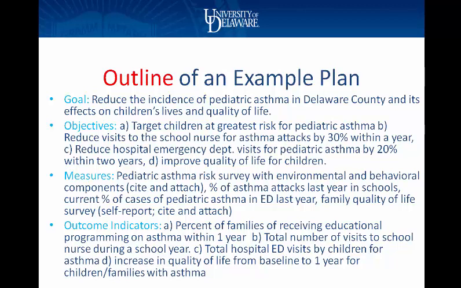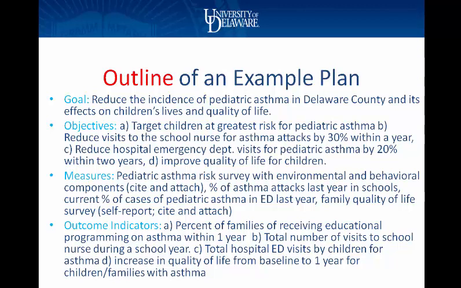Your objective would be to target the children at greatest risk for pediatric asthma. So that would go back to your lit review. Where do they live in the county of your choice? Who are they? What's their racial, ethnic, educational? What are their parent characteristics? How do you know, right? B would be to reduce visits to the school nurse for asthma attacks by 30% within a year. C, reduce hospital emergency department visits for pediatric asthma by 20% within 2 years.